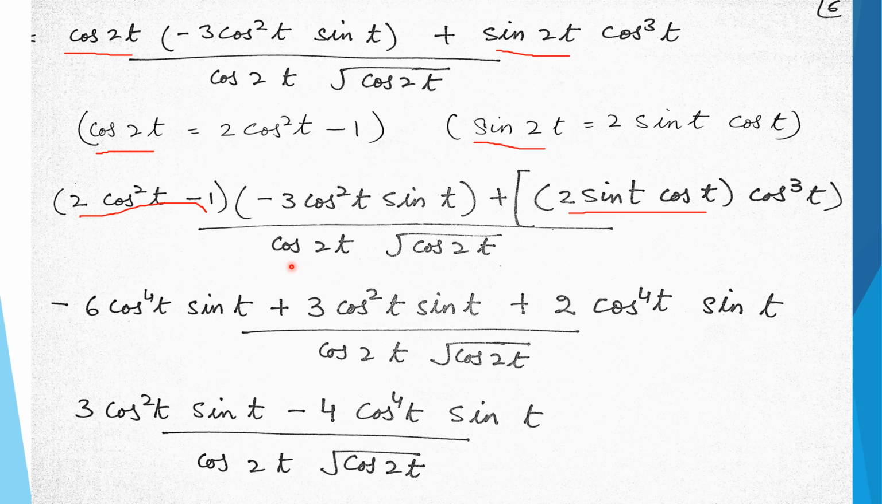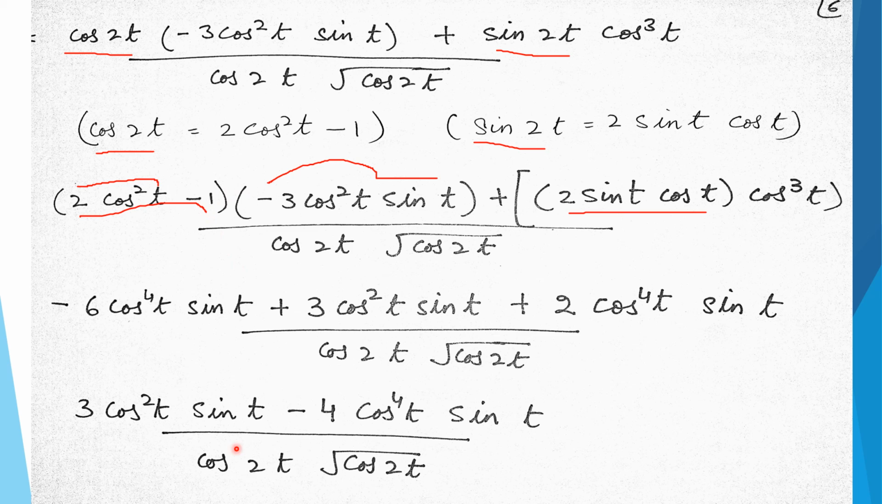In the LCM, you will get cos 2t under root of cos 2t. Okay, now the next step will be you just open up the brackets, right? How will you open up the brackets here? See, this cos 2 cos 2t square term will be multiplied by this whole term. So you will get 3 2s are 6 with the minus sign. Cos square t will give you cos power 4t into sin t, right?